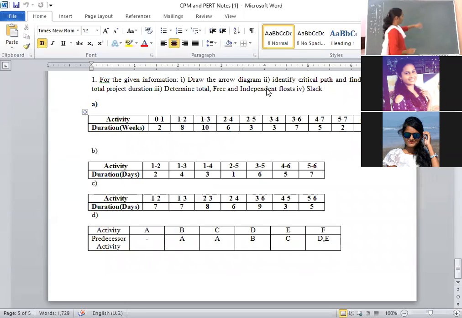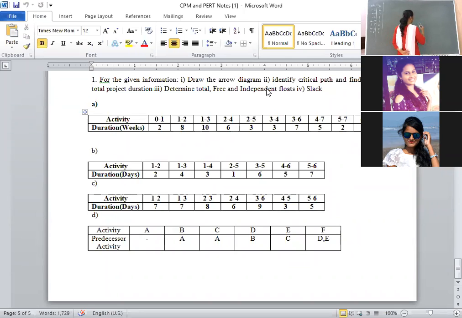First, we will draw the network diagram. Here, observe carefully the activities. In the earlier problem, the start node was 0. In general, node numbering will start from 1 only. Here, in the given problem, the start node is 1.